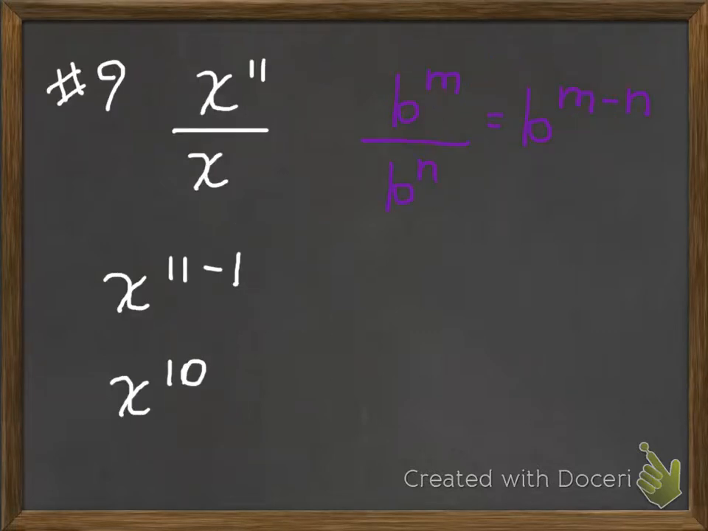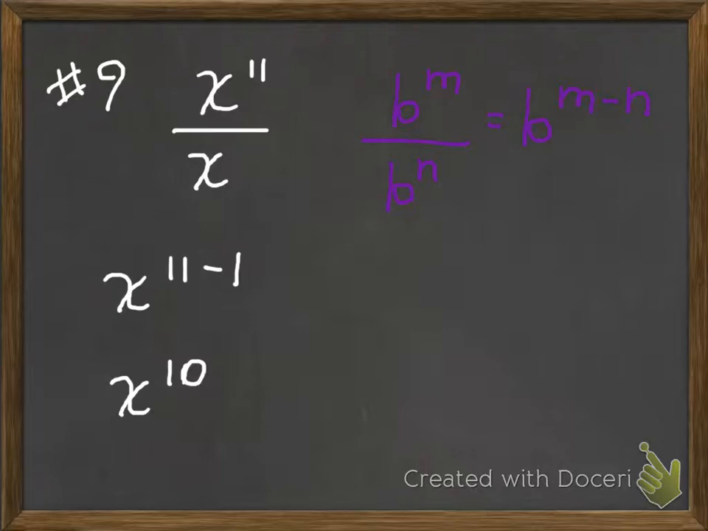Number 9, simplify using the quotient rule. The quotient rule is when we have a base to the power of some number, say m, divided by the same base to the power of the same or another number, say n. That becomes that base b to the power of m minus n. So with the quotient rule, whenever we're dividing like bases, we subtract the exponents. So we get x to the power of 11 minus 1, and that's x to the power of 10.